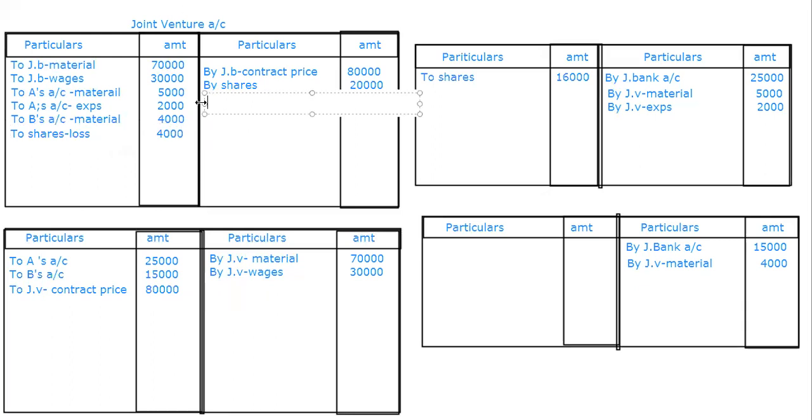Now the stock was taken by B. So B's account, we call this one as unsold stock, which is 3,000. So here I'm going to write as 2 joint venture unsold stock, which is 3,000. So I think that's it.